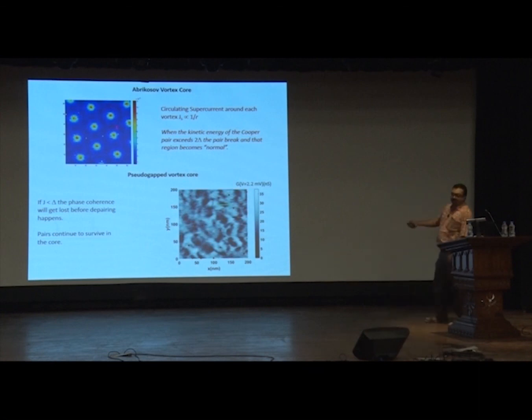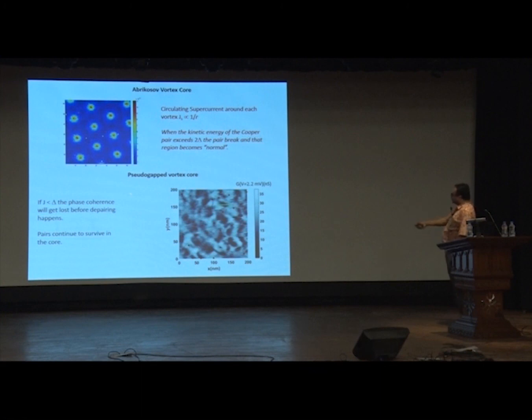Physically, the understanding which I have is the following. A vortex core normally, within an Abrikosov picture, is a circulating supercurrent, where you have a current which goes as 1 by R. So the current increases as you go towards the center, and at some point the kinetic energy of the Cooper pair is so much that it breaks the Cooper pair and you have the normal core. This is how you get the size of the core, which is of the order of the coherence length. This is the undergraduate problem.